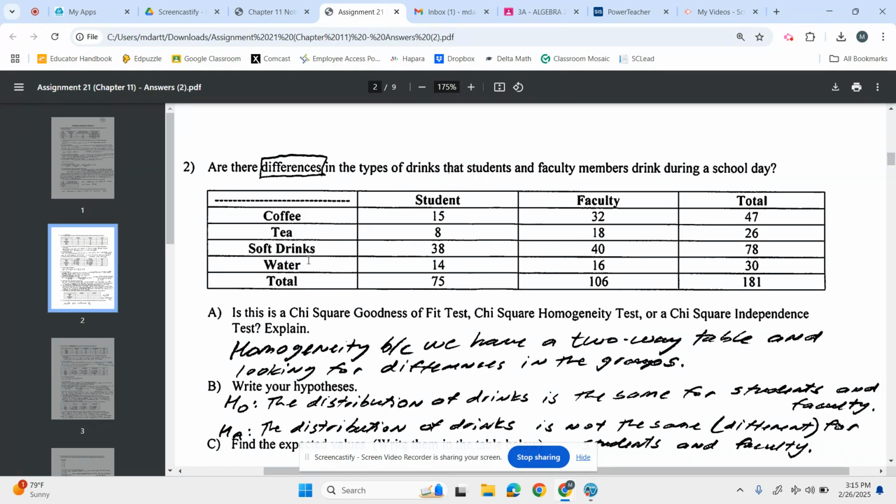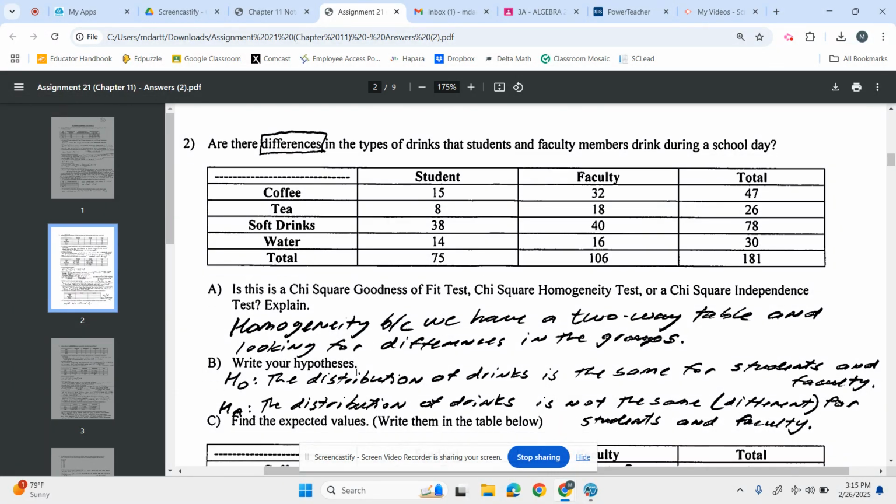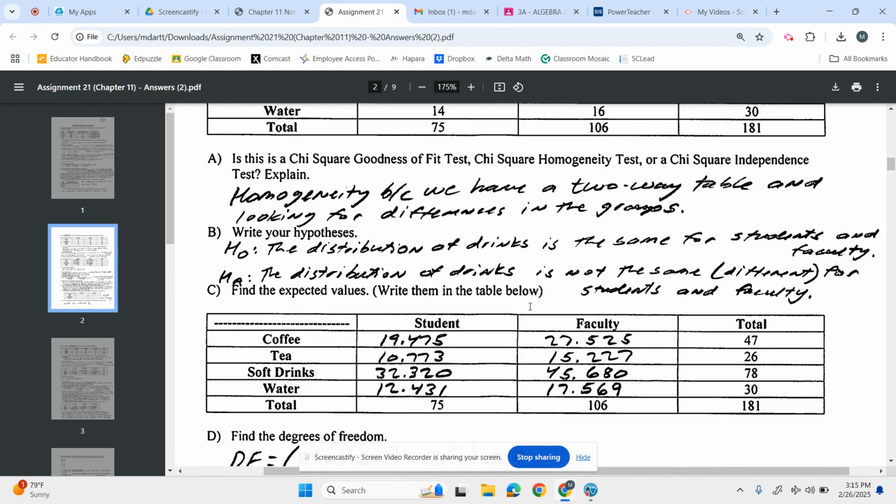Okay? And we're talking about the drinks. We're talking about the students and faculty. Are there differences in the drinks that students and faculty like? So when I write my hypotheses, remember, we're writing statements. The null is an equal sign. We've got to say the same. So we'd say that the distribution of drinks is the same for students and faculty. Our alternative would then be that the distribution of drinks is not the same, or as we said up here, different. Now we do need to find our expected counts.